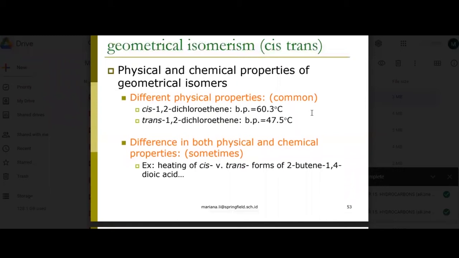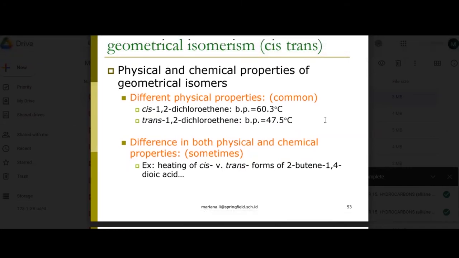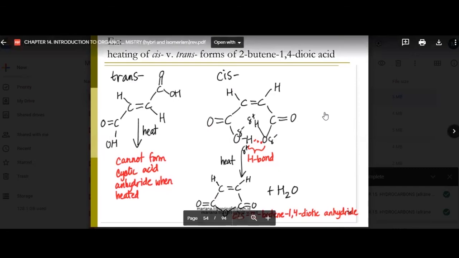They can also differ in both chemical and physical properties. Sometimes it is because of internal bonds, such as in 2-butene-1,4-dioic acid. In the cis isomer, they will make an internal hydrogen bond, while the trans cannot, since the positions of the COOH groups are far away from each other, so they cannot make hydrogen bonds.